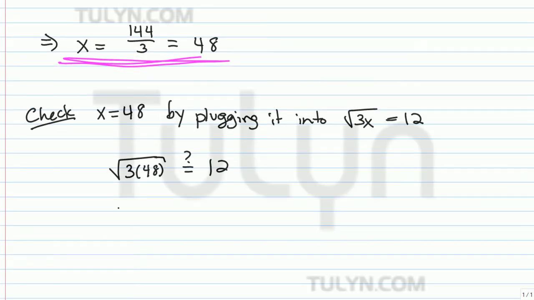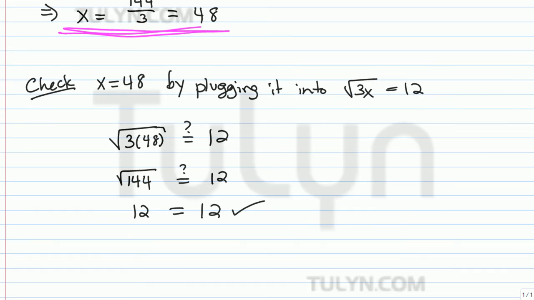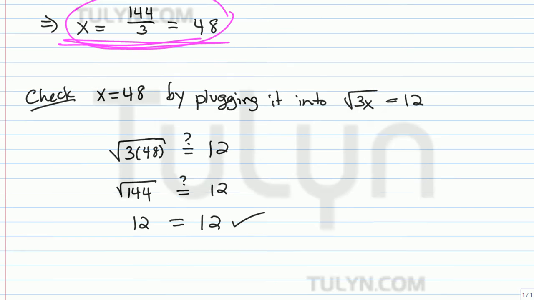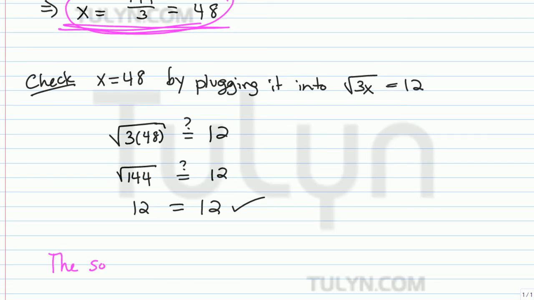So now 3 times 48 is 144. So we got square root of 144, and we want to check to see if it's equal to 12. And as it turns out, square root of 144 is 12. So we get the same thing on both sides of the equation. That means that x is equal to 48 is actually a solution. So you can signify that by circling the solution, or you can just write at the bottom the solution is x is equal to 48, or just write the solution is 48 by itself.